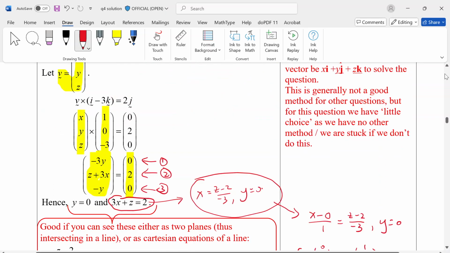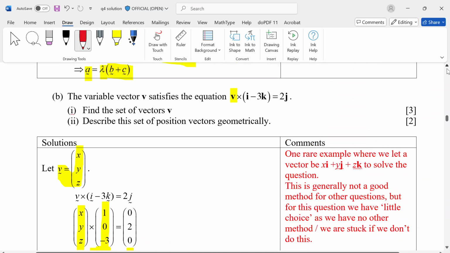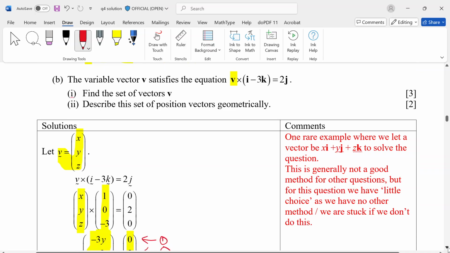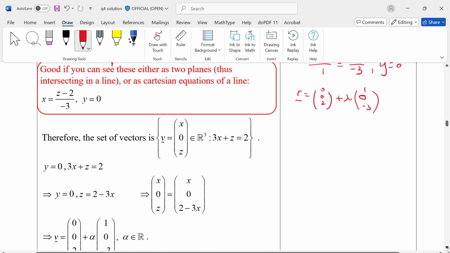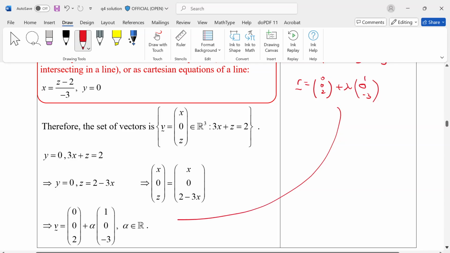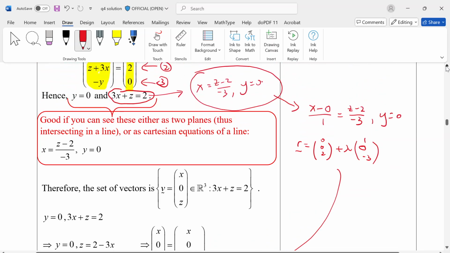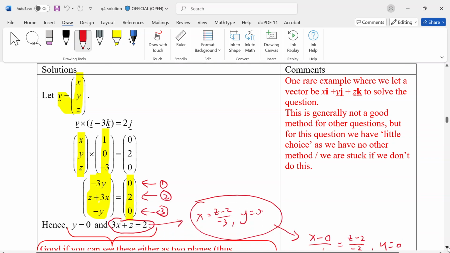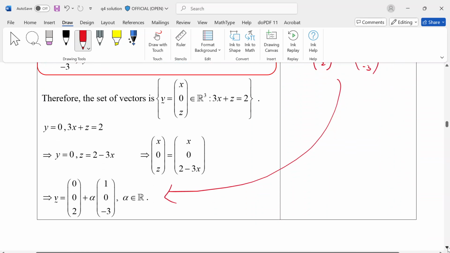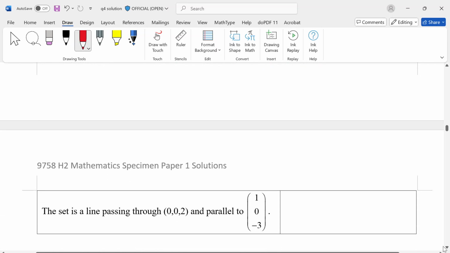So your part 1 answer, okay, question asks for find a set of vectors V. So basically V will be any point lying on this line. Okay, V will be any point lying on this line. Okay, that is your first part answer. Then the second part of the question asks you to actually describe these position vectors geometrically. So explain in words. So V will be a set of points, okay, lying on the line, passing through 0, 0, 2 and parallel to 1, 0, minus 3.